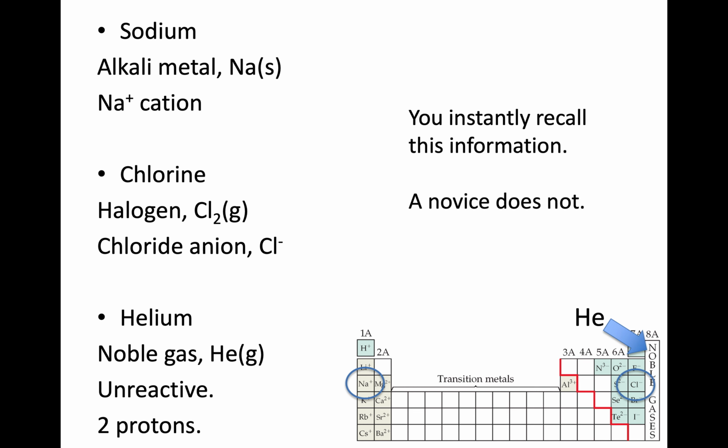I think as an expert, you can instantly recall this information. A novice cannot. This is an important skill, being familiar and being able to use the periodic table, that there's really a wide range of abilities in our course. Some students that have more of a chemistry background can do all of this stuff that I've listed right here on the screen. For other students, it's very new to them.